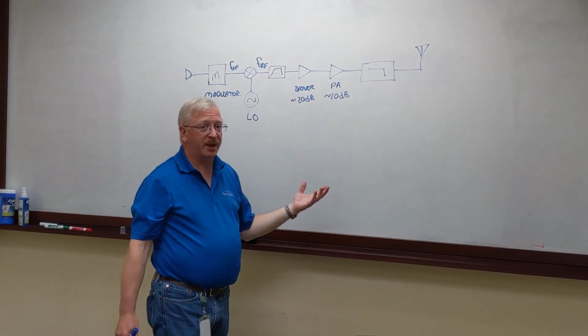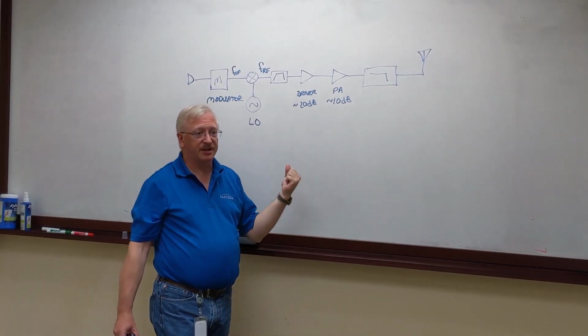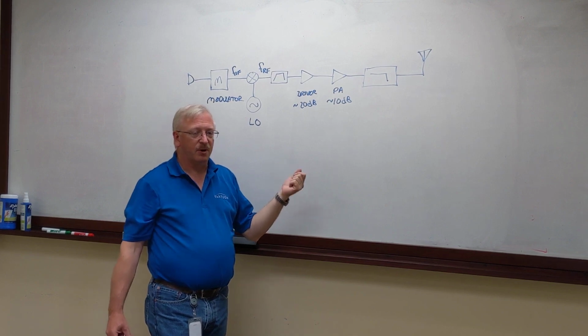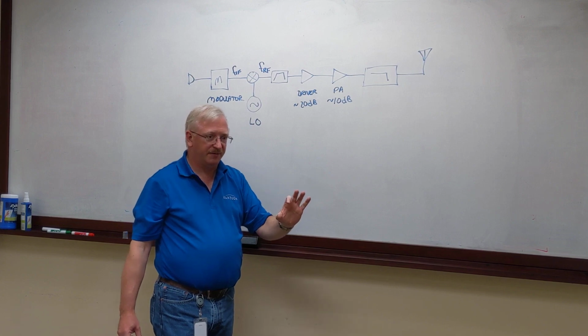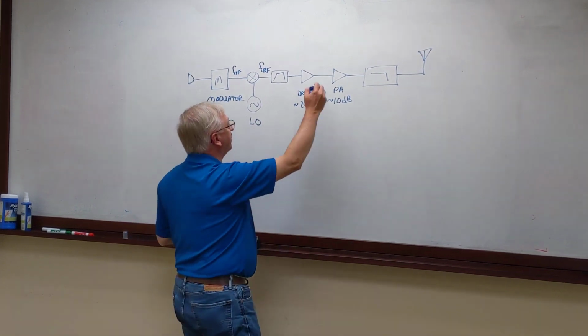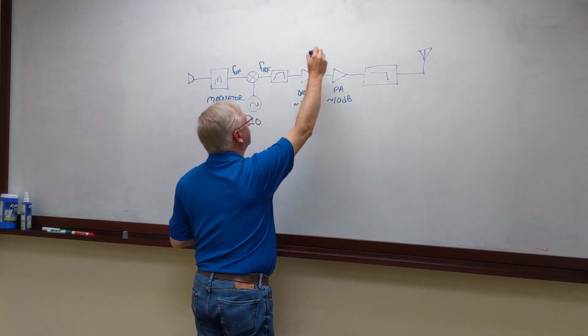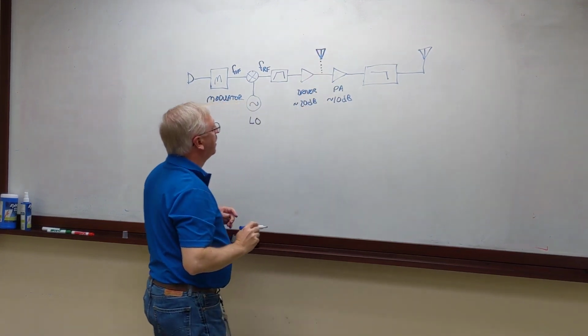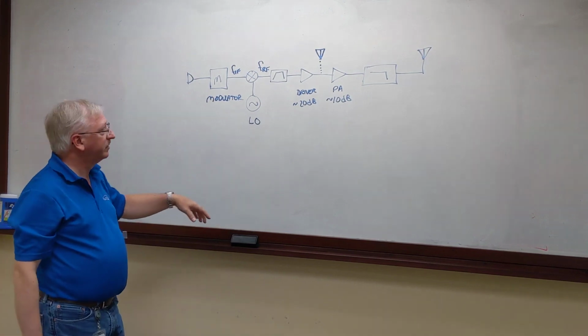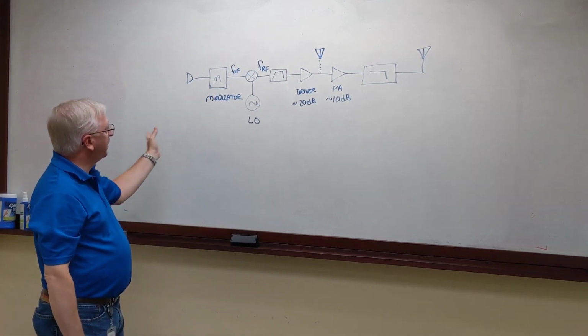For some low power applications, things like a sensor or other low power Internet of Things kind of device, sometimes you can get by with just the driver and have that as your final amplifier. You put your antenna there. So it depends on what power you need. And so that's the basics of transmitters.